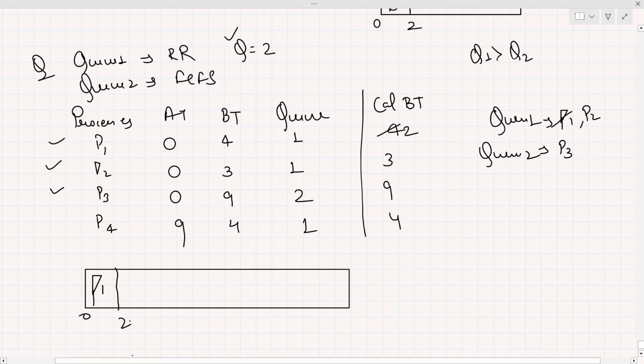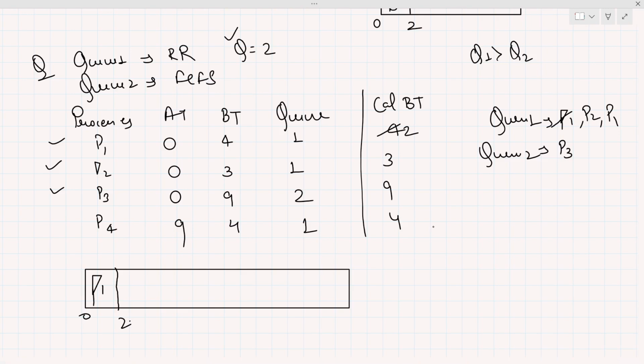What do we have to do? We have to check whether a process is available at arrival time 2. No, there is no process available at 2. Then the second thing we do is check whether the process we just executed has some burst time left or is completed. P1 is not completed yet, burst time is left, so we have to add P1 to the queue as well. This is what we do in round robin.